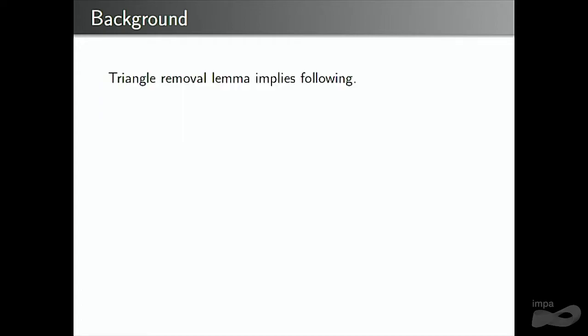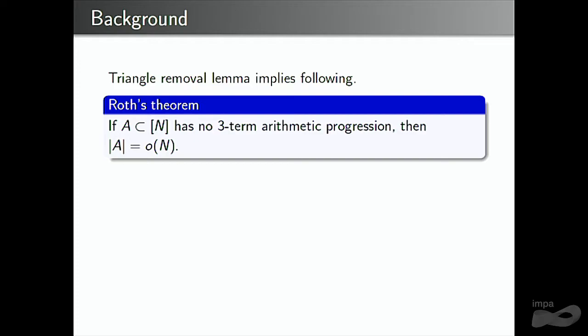Now, one implication of the triangle removal lemma is Roth's theorem. You can use it to prove Roth's theorem, which says that if you have a subset of the numbers from 1 to n, and there's no 3-term arithmetic progression in this set, then the maximum possible size of this set is sublinear. So the maximum possible density goes to 0.